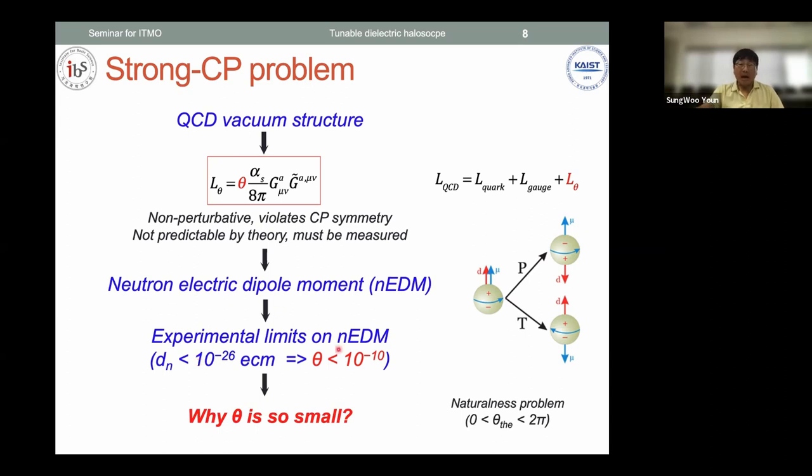This is against our natural thought. This is against the naturalness problem, naturalness. Because theta can sit any place between 0 and 2 pi, we expect it to be of order one, but the measured value is consistent with zero. So this is called the strong CP problem.